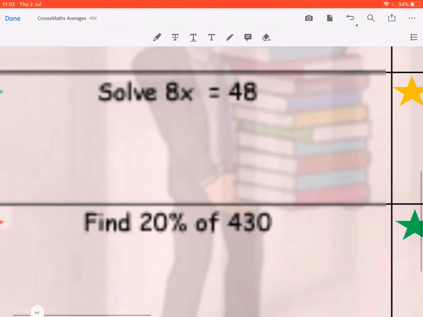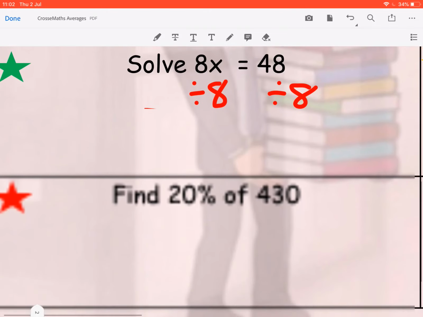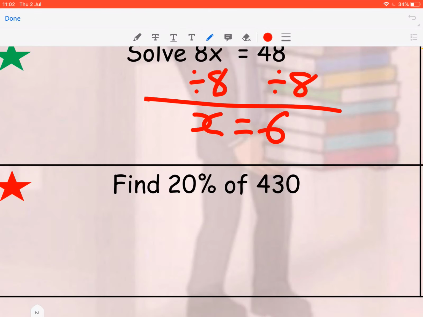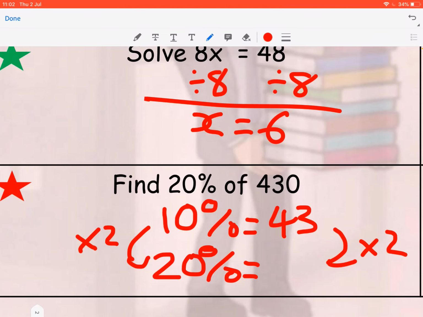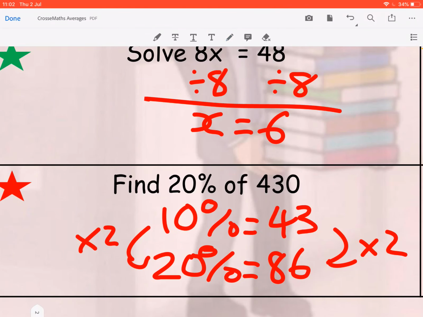Really straightforward. Okay, 20% of 430, really easy. You always find 10% first. 10% is 43. If 10% is 43, I'm just going to double that to give me 20%. I'm going to times both sides by 2. If I times the right hand side by 2, I end up with 86. So 20% of 430 will give me 86.